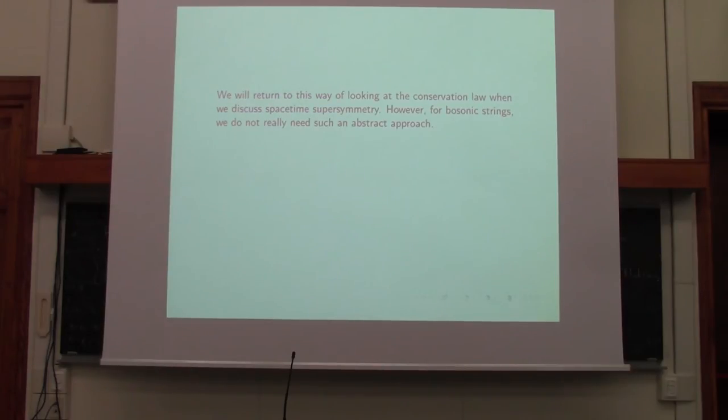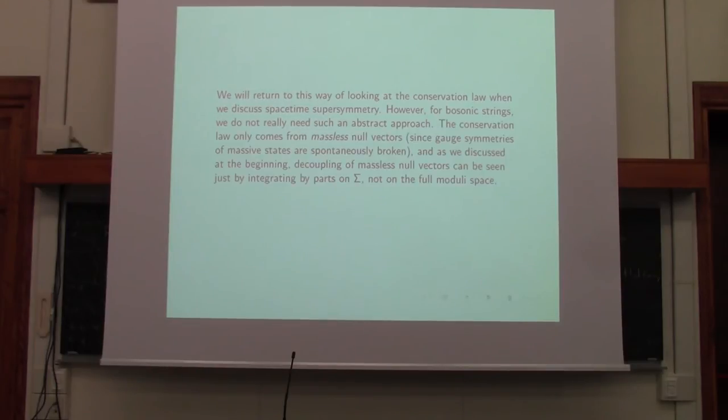But for bosonic strings, once again, we don't need this abstract approach. The conservation laws only come from massless states, since gauge symmetries of massive states are spontaneously broken. And as I explained at the beginning, for massless null vectors, we don't need the full machinery. We have a more elementary argument involving integration by parts on sigma. So let's do that one for the conservation law.